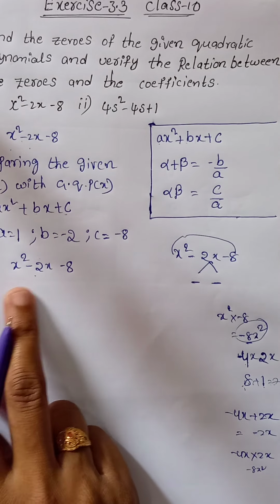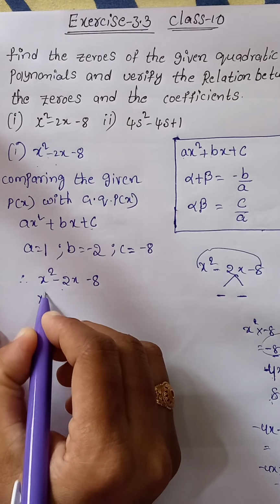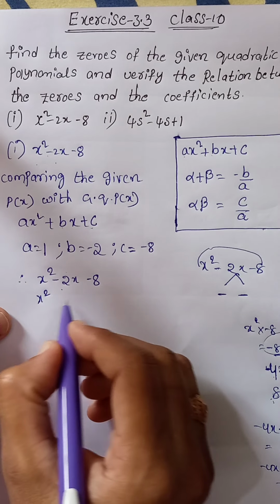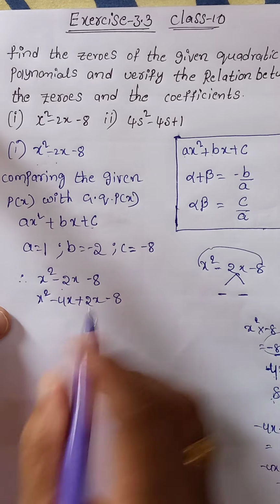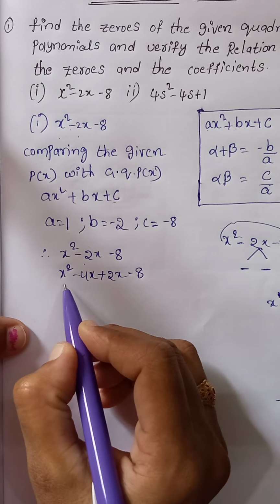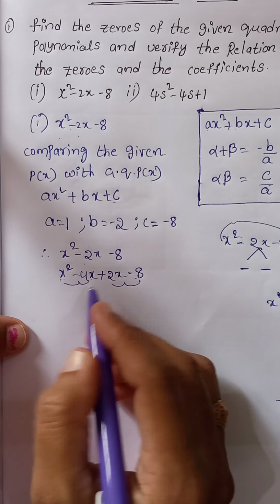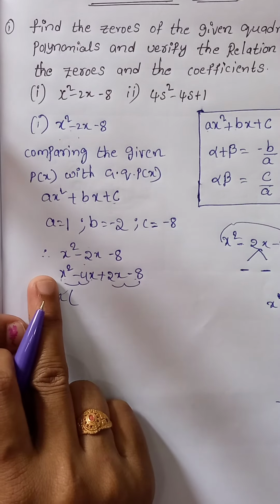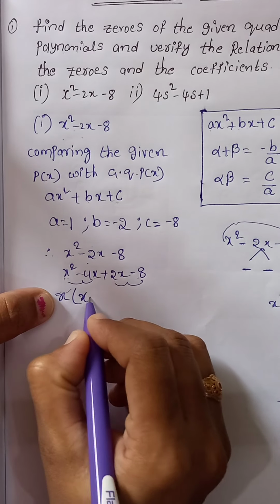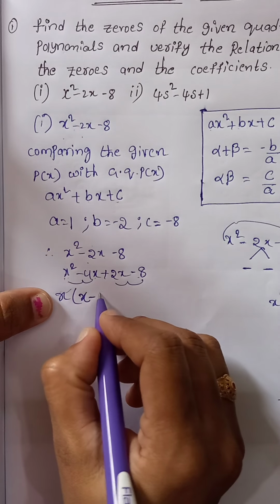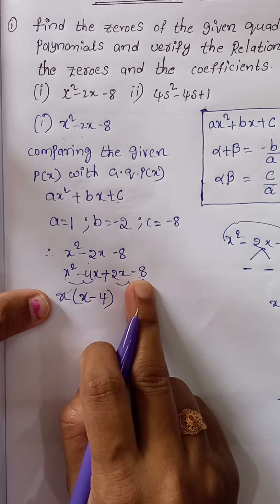So now we can write minus 2x as minus 4x plus 2x. So x square minus 2x we can write as x square minus 4x plus 2x, and the constant term is minus 8. See here, these two terms as one pair, these two terms as one pair. In these two terms I am taking x as common. Here x into x square, when x is common we are left with x, minus, here x is common we are left with 4. Close the bracket, and now plus 2x minus 8.